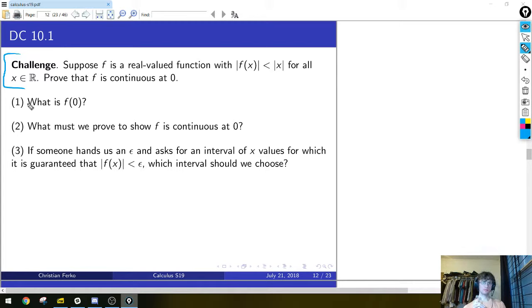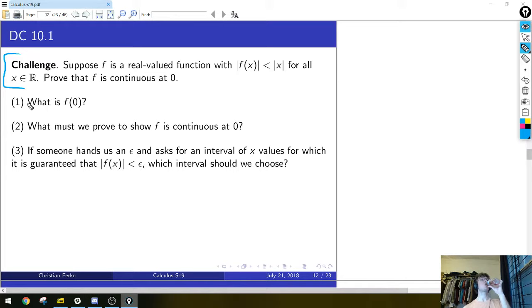Challenge. Suppose f is a real valued function with the absolute value of f of x less than the absolute value of x, for all x in the reals. Prove that f is continuous at 0. Number 1. What is f of 0? Number 2. What must we prove to show f is continuous at 0?